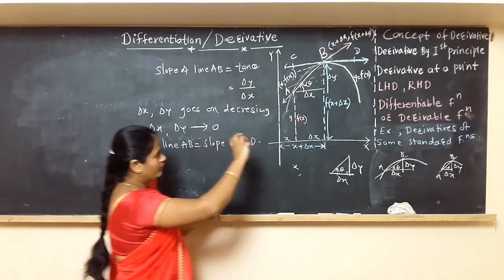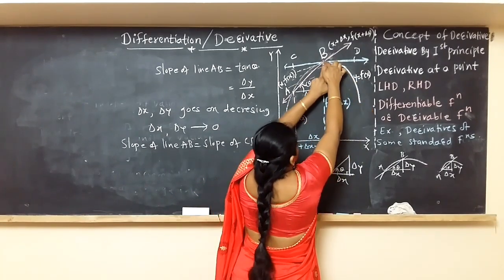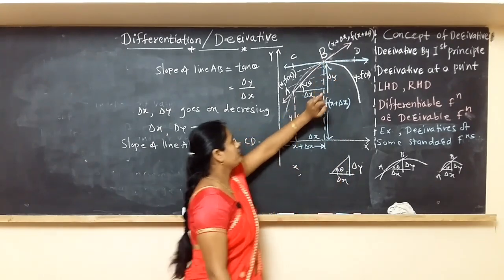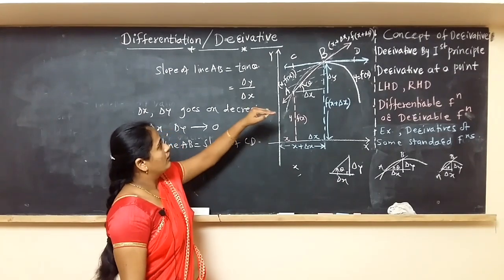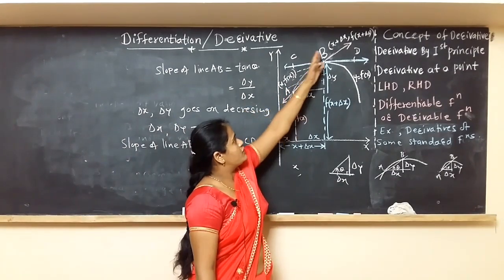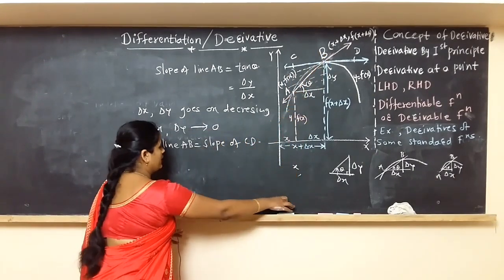From this diagram, if we observe, at this point B, line CD is the tangent line to this curve. That means if delta x tends to 0 and delta y tends to 0, the line AB becomes the tangent line to this curve. And how can we represent this mathematically?